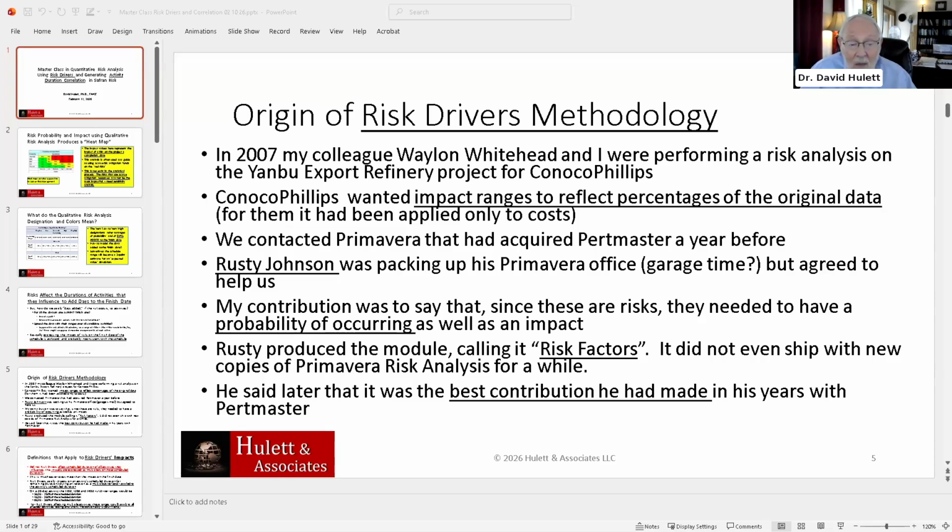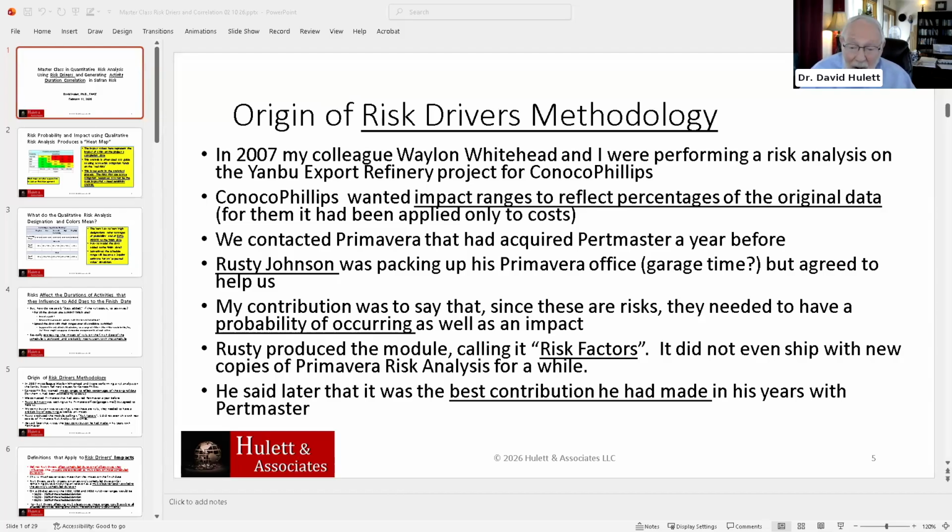So we contacted Primavera, which at that time had acquired PertMaster a year before. And we got in touch with a very bright gentleman named Rusty Johnson. And he was actually packing up his Primavera office, and I think maybe going into his own garage or something. But he agreed to help us. And so over a period of two or three weeks, the files were going back and forth between the United States and the UK.